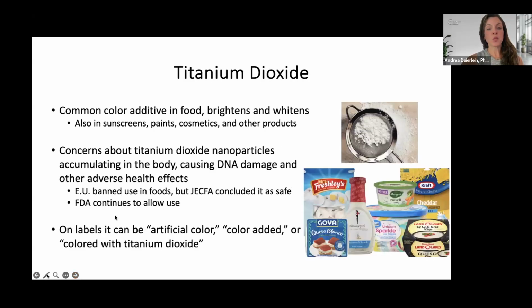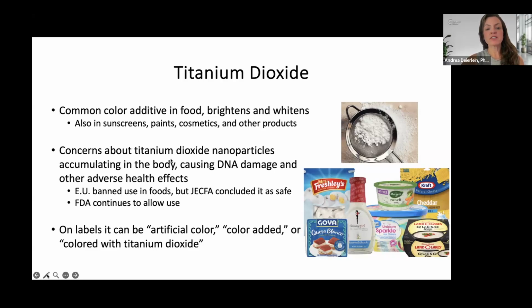So I did want to cover just what titanium dioxide is, because it does come up, especially when talking about these synthetic dyes and wanting them removed, and how titanium dioxide still isn't really considered as part of those. So this is a common color additive, and basically you're going to see it in any food product that is white. It's also used in other white things like sunscreens, paints, and cosmetics.